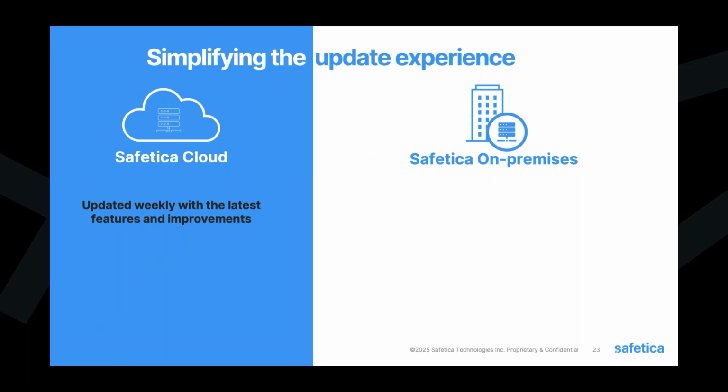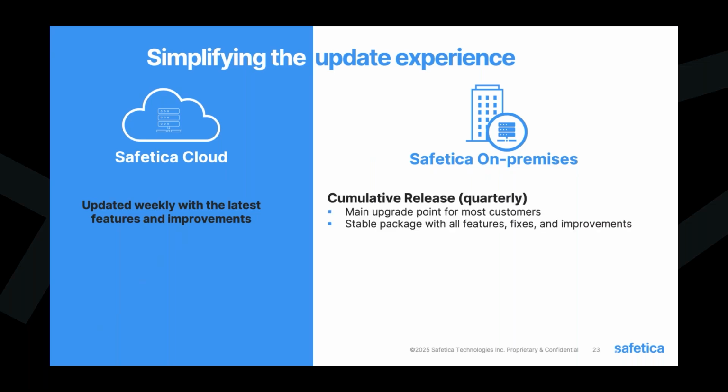But for our Safetica on-premises customers, now they get a choice, and that choice is very simple. They can choose our cumulative releases, which we are switching to a quarterly cadence. And this will be the main upgrading point for most of our customers. Our customers don't always want the latest features and all the new changes. They just want something that always works and is very stable. So these are our stable releases with all the features, fixes, and improvements that are available, verified, and really bulletproof.